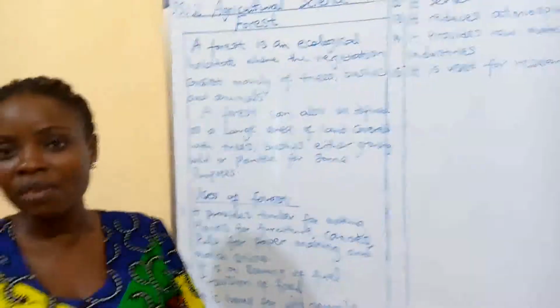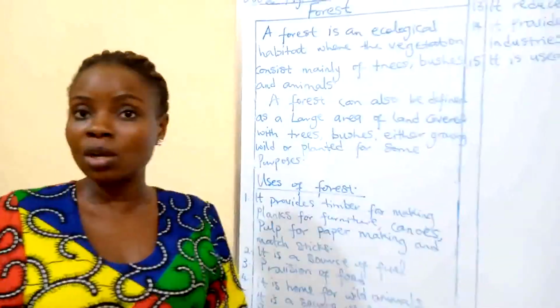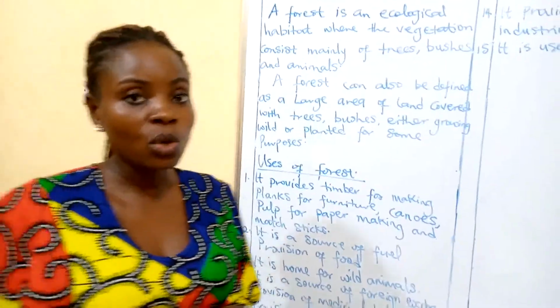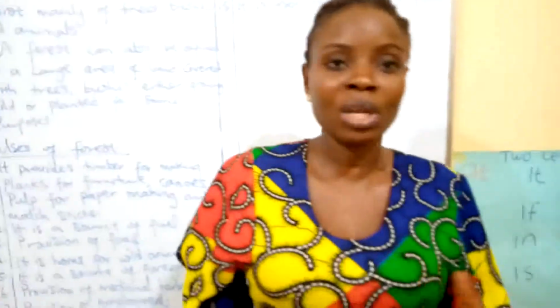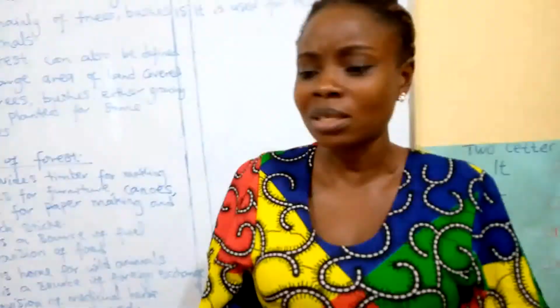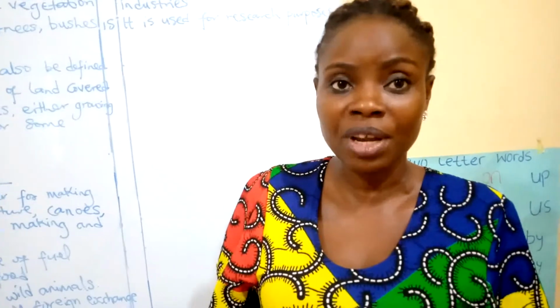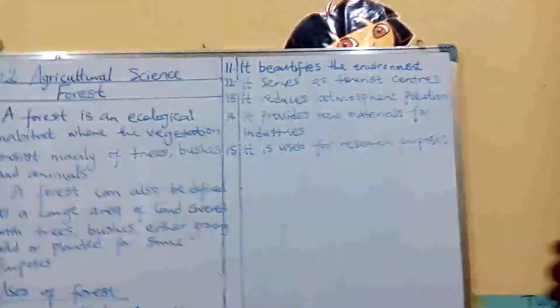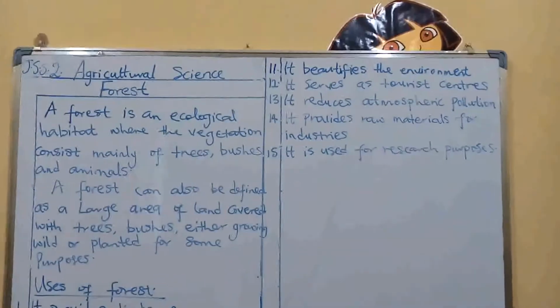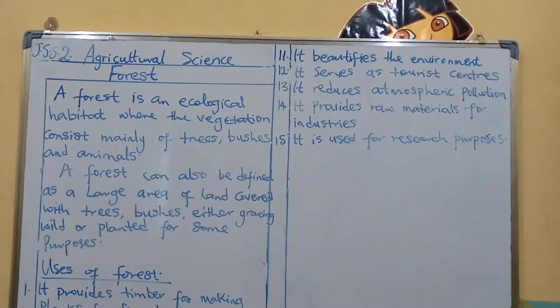This one is very, very important. There are so many raw materials coming from the forest. So many of them. Hides and skin from wild animals. We have timber. We have the bark of some trees that are very, very useful and very, very economical to our country. Okay. And number 15 is that it is used for research purposes.